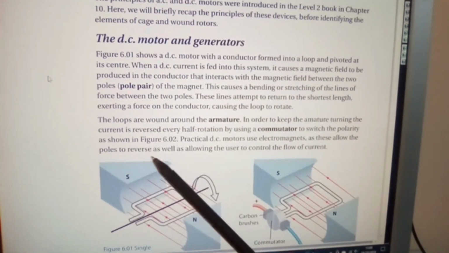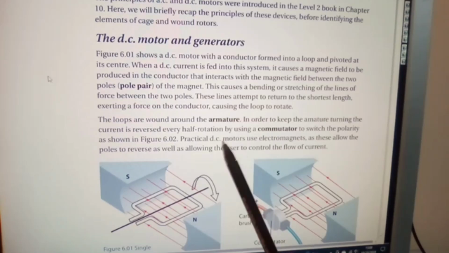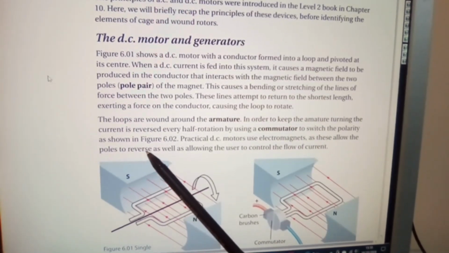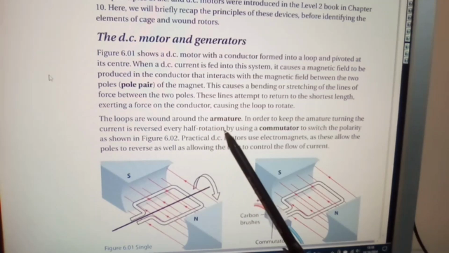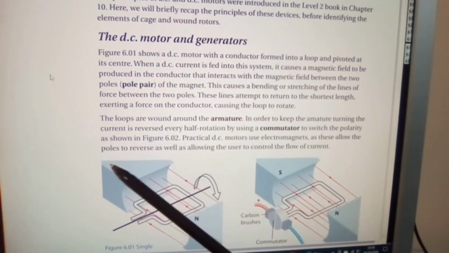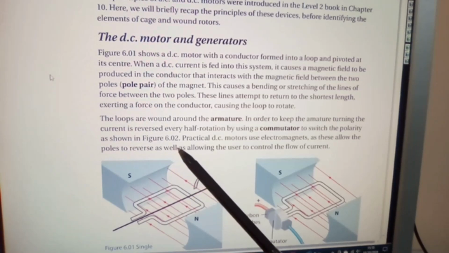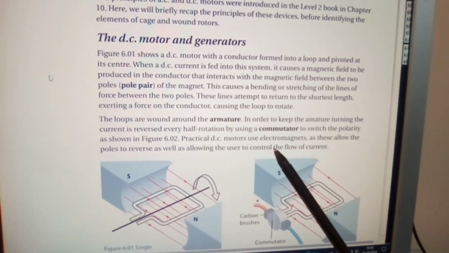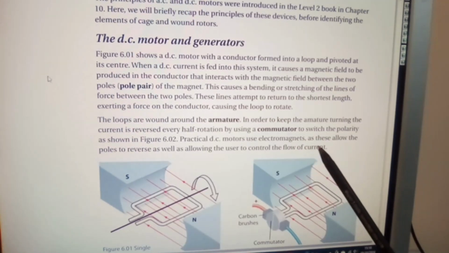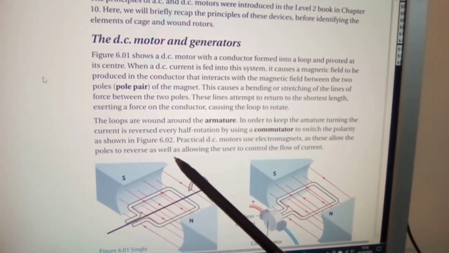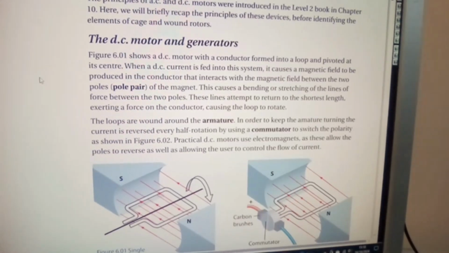The loops are wound around the armature. In order to keep the armature turning, the current is reversed every half rotation by using a commutator to switch the polarity as shown in figure 6.02. Practical DC motors use electromagnets, as these allow the poles to reverse as well as allowing the user to control the flow of current.